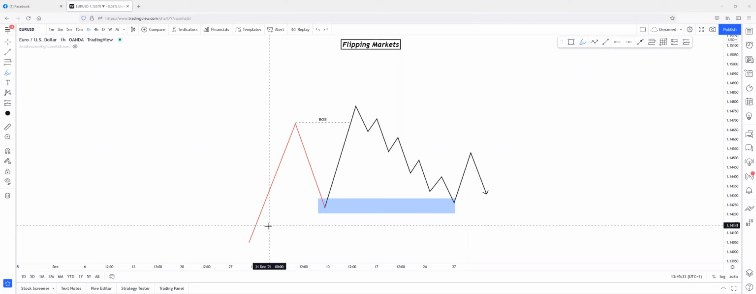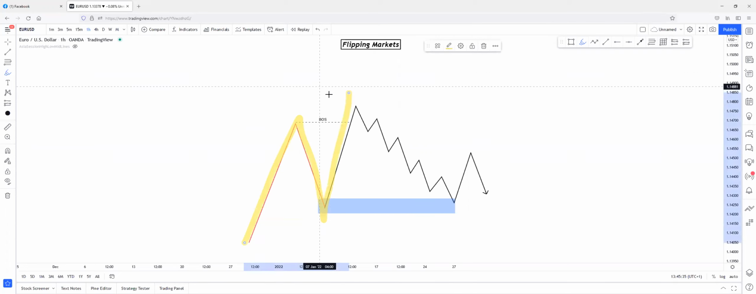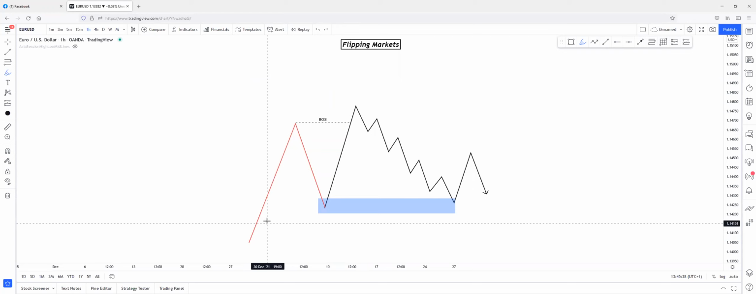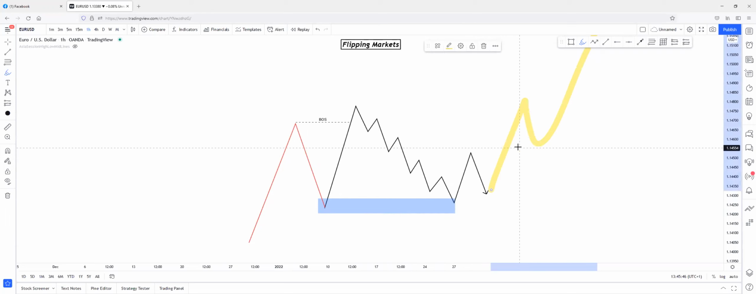Okay, so as you can see, price is moving in an uptrend here, creating a series of higher highs and higher lows. So the expectation is that the order flow is bullish, right? We are expecting the top of this demand zone, and after the top of this demand zone, we are expecting a change of character, and after that the continuation of the whole bullish order flow.